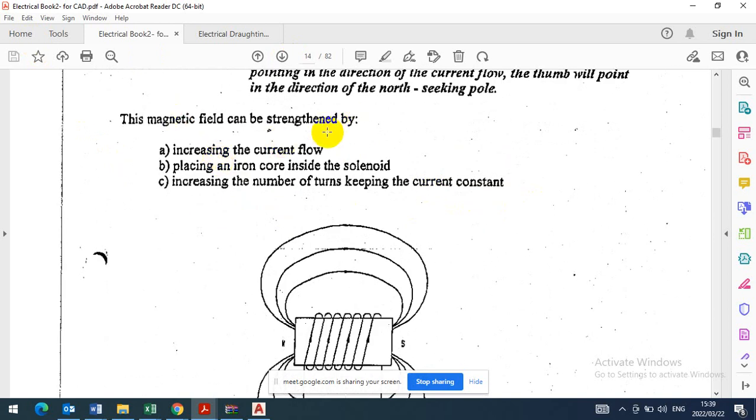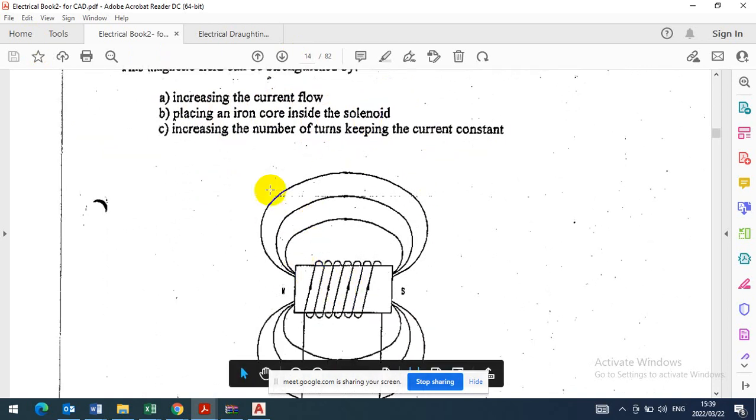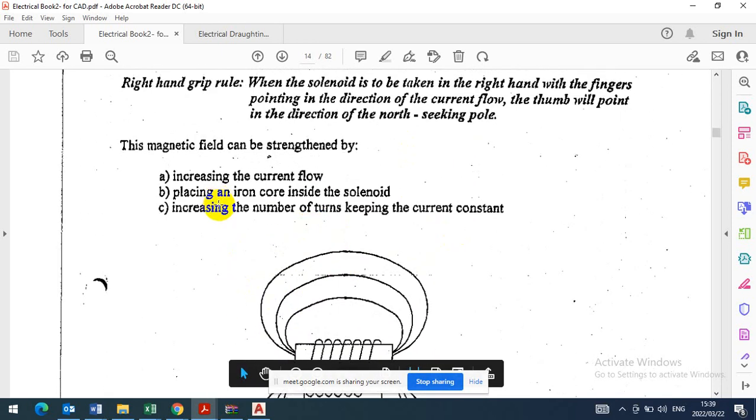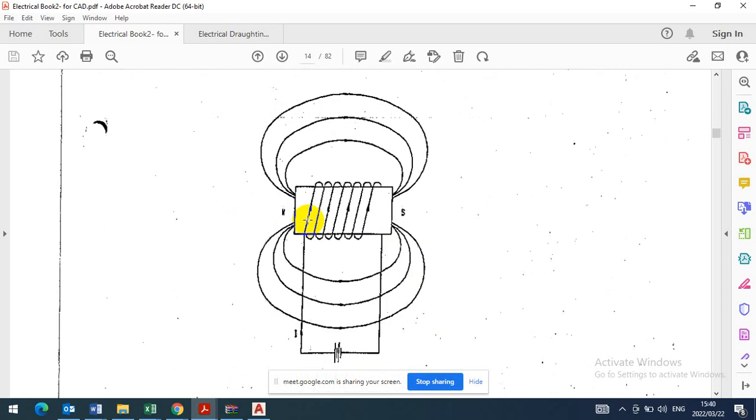Then what are the three things that will strengthen magnetic field? I've already mentioned increasing current flow, and placing an iron core inside the solenoid, like doing this. You're increasing magnetic field. All these are lines of magnet you see here, north to south, north to south. The next part is increasing the number of turns, which we mentioned. Increasing the number of turns or coils by keeping the current constant. So you increase the number of coils, you are increasing magnetic field.